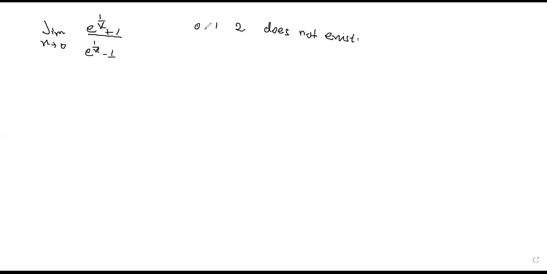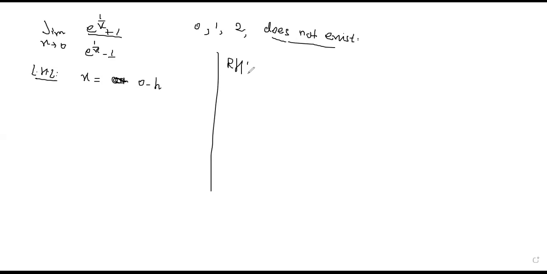Does not exist. Okay. 0, 1, 2, and does not exist. It means it may be, not confirmed, that the limit may exist or does not exist. So you can take LHL. LHL means x is equal to 0 minus h, and RHL means x is equal to 0 plus h, where limit h tends to 0.